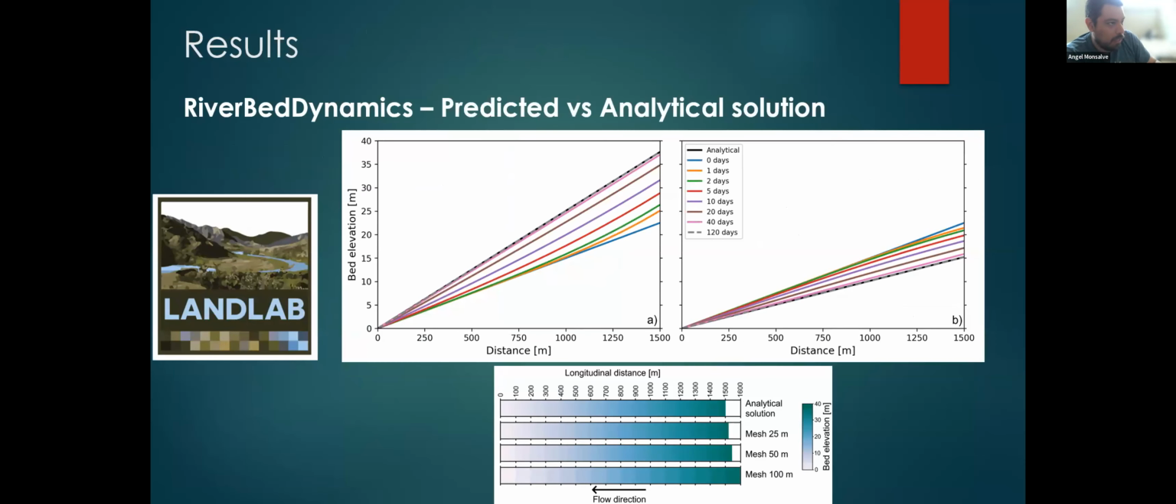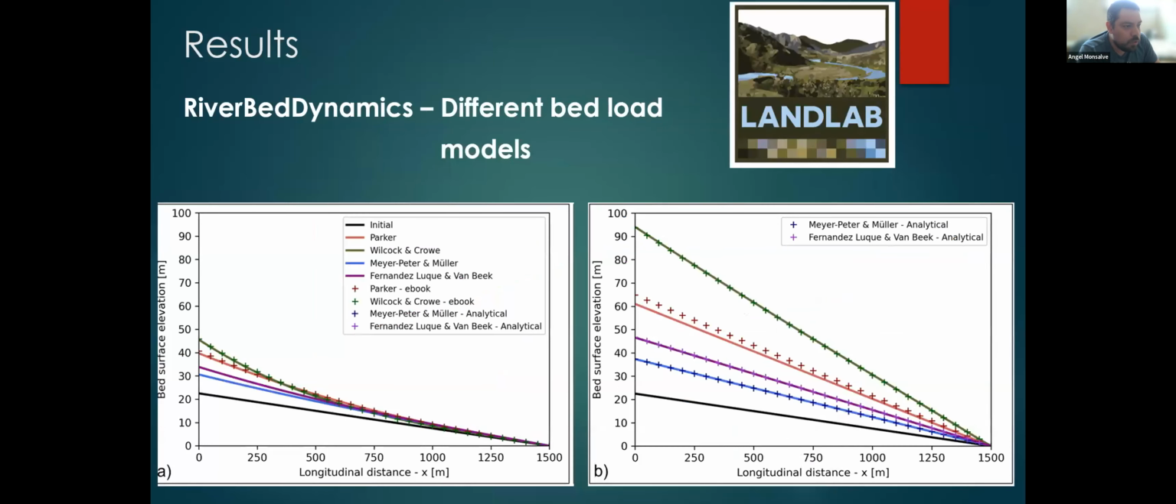How did RiverBedDynamics perform? When we compare predicted to analytical solutions, we got very good results. On the left side, we have an increase in slope, so there was more sediment than the system could move, and the system automatically adjusted the slope. On the right side, it's the opposite, so there wasn't a lot of sediment coming in. In our model, we have different bed load transport equations that can be used, so the result can be more or less complex depending on what you need.